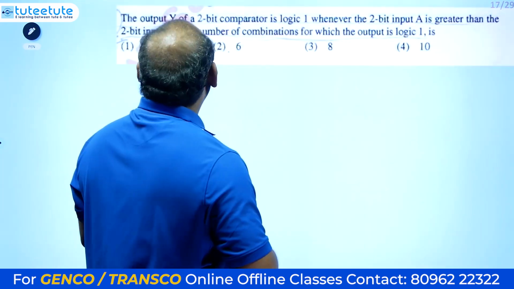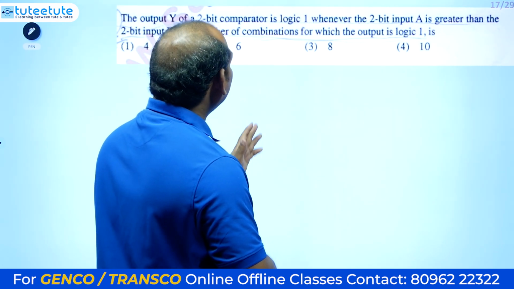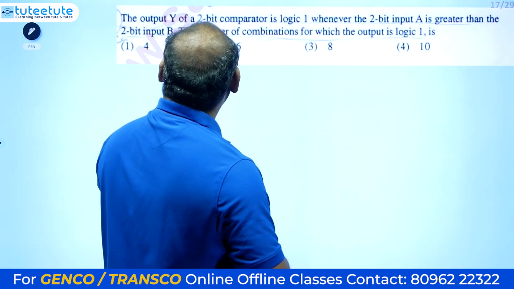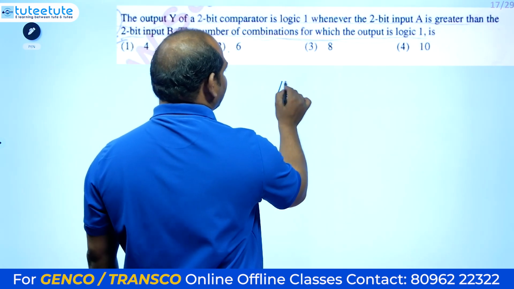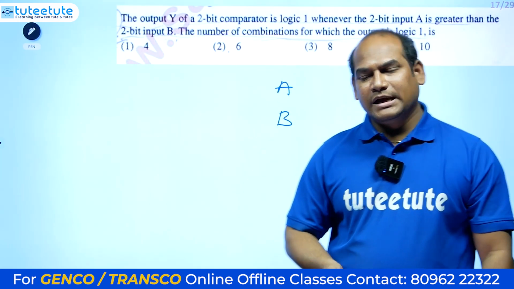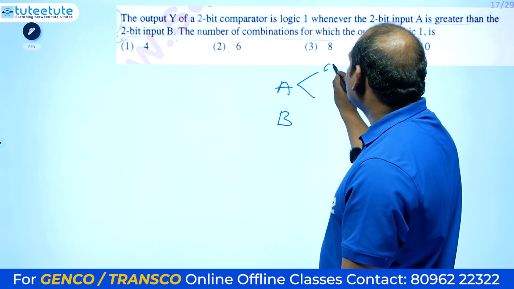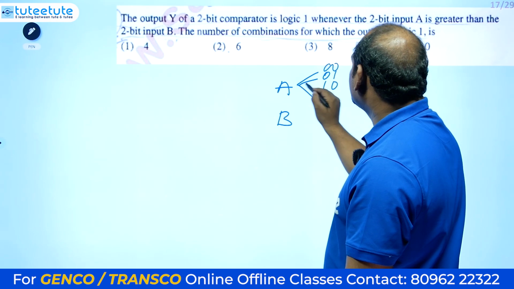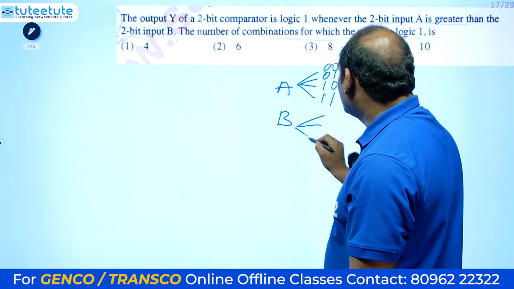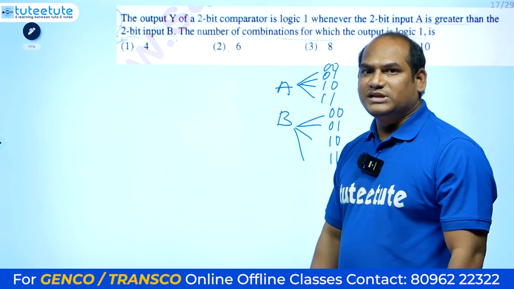The output Y of a 2-bit comparator is logic 1 whenever the 2-bit input A is greater than the 2-bit input B. So here they are giving that A and B are 2-bit numbers. A is a 2-bit number, B is also a 2-bit number. A 2-bit number means how many combinations do you have? 00, 01, 10, 11. B is also a 2-bit number, so it also has 4 possibilities: 00, 01, 10, 11.